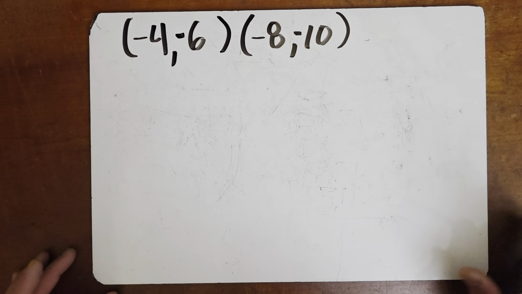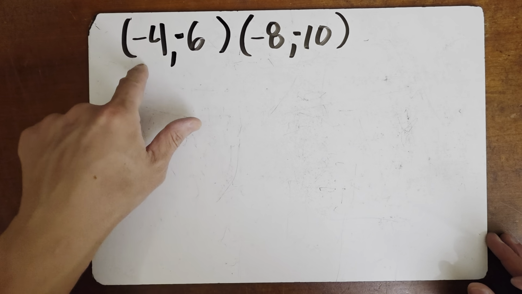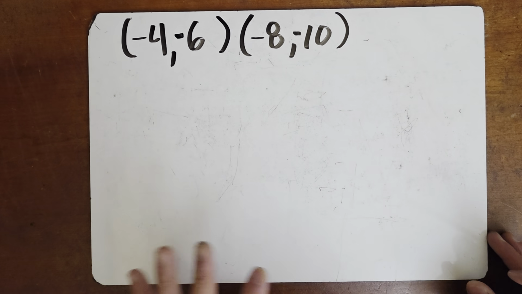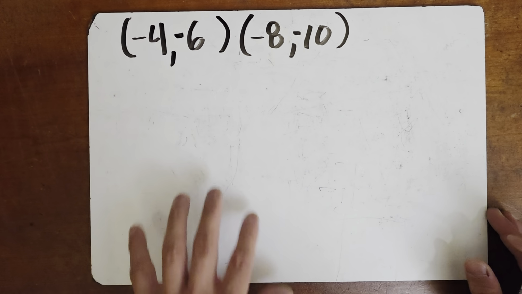Okay, in this lesson we are going to find slope given two ordered pairs. So we're going to start with -4 comma -6, -8 comma -10. Now kids have a really hard time with the negatives. That's why we're throwing in so many negatives.